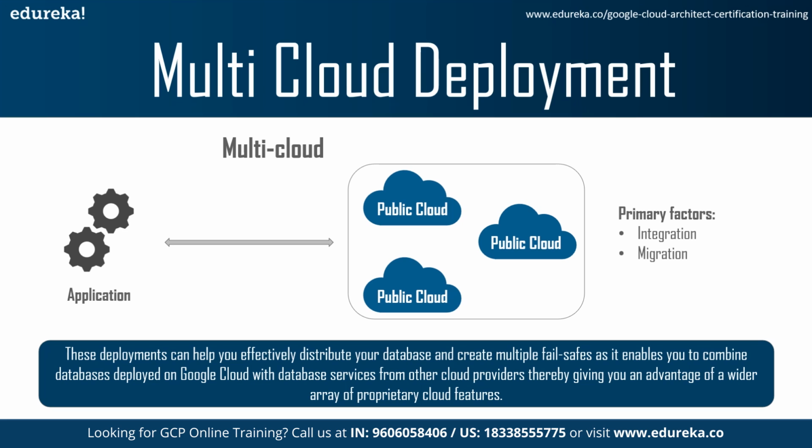And there are two primary factors to be considered when deploying this model. First is integration. So, ensuring that client systems can seamlessly access databases regardless of the cloud they are deployed on. For instance, use of open source client libraries to make databases smoothly available across clouds. Second is migration. So, since there are multiple cloud providers, one may need to migrate data between clouds with the help of database replication tools or export or import processes. So, Google Storage Transfer Service is one such tool to help you with database migration.